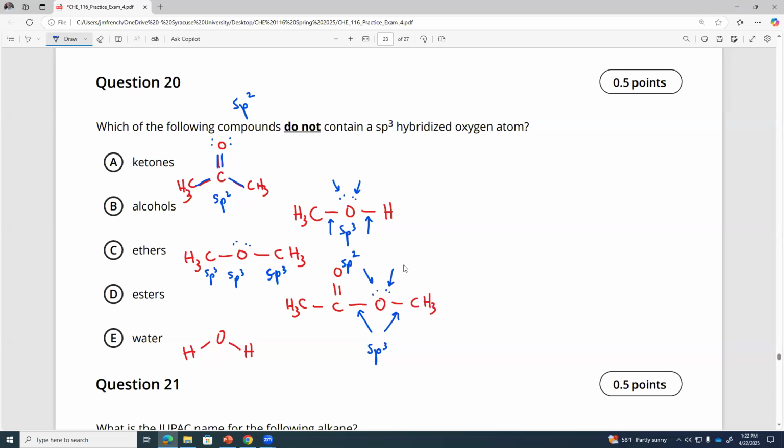I've got 4 electron domains in oxygen and water. So that oxygen in water is also sp3 hybridized. So the ketone functional group is the only one that does not contain an sp3 hybridized oxygen. It's sp2. Any questions on that?